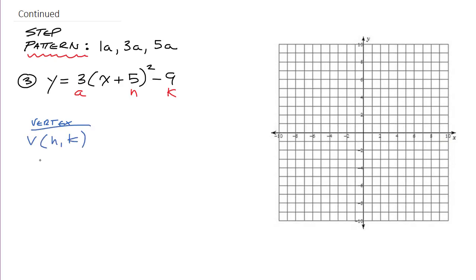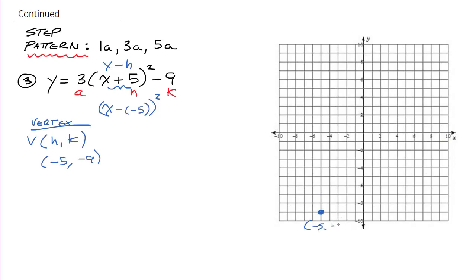Now, you have to remember when you're doing that, though, the h is the opposite sign, because it's x minus h. So in this case, it would actually be like having x minus negative 5, right? Like that. So the h value is negative 5, and the k value is exactly what we see, which is negative 9. So we've got our vertex at negative 5, negative 9. I put it pretty low down so I could fit a few points on here. Negative 5, negative 9. There's our vertex.